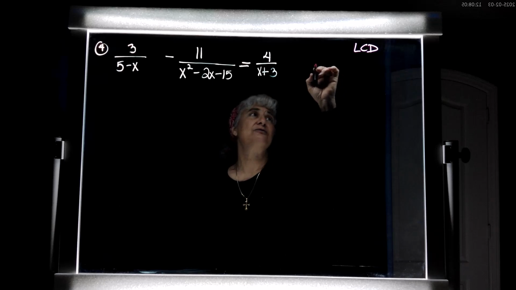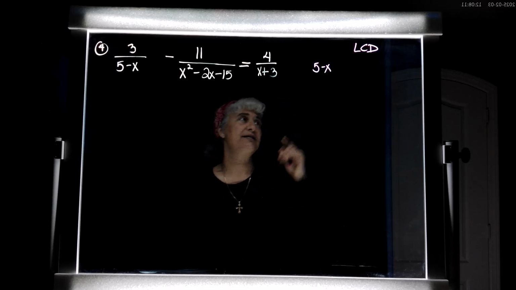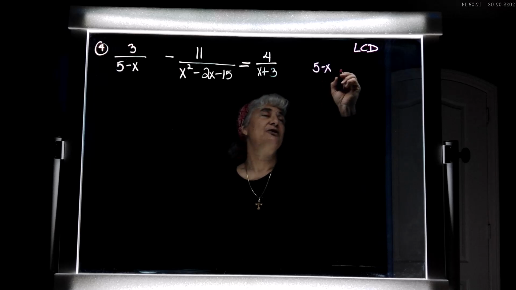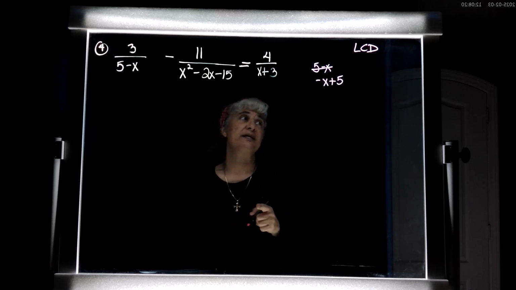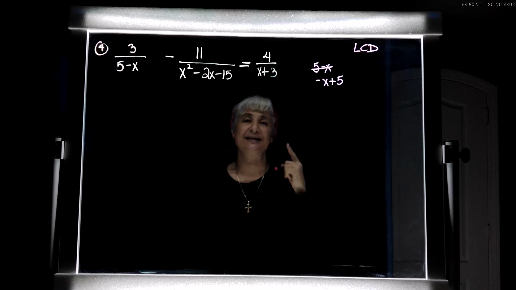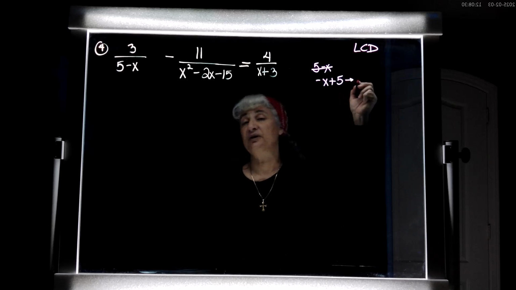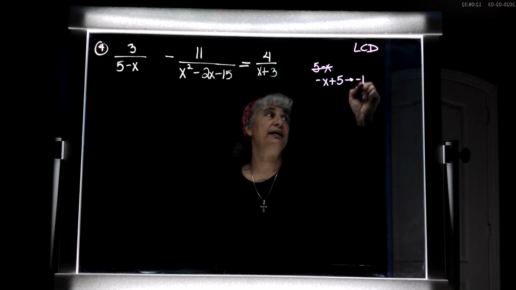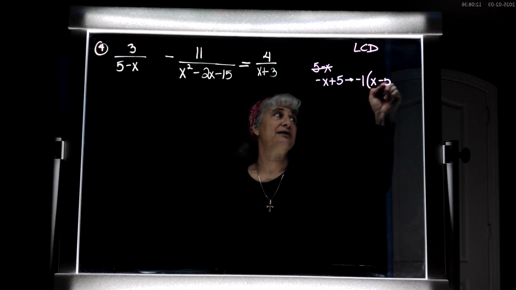5 minus x. Ooh, okay, so I'm going to stop right there. First things first, it's not in descending order. So get it in descending order. So this would be negative x plus 5, right? Okay. Second thing I'm noticing is my lead term is a negative, which tells me I can factor out the only thing that's in common, which would be a negative 1, which means you would get x minus 5.